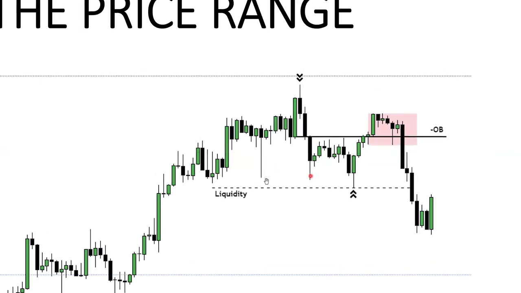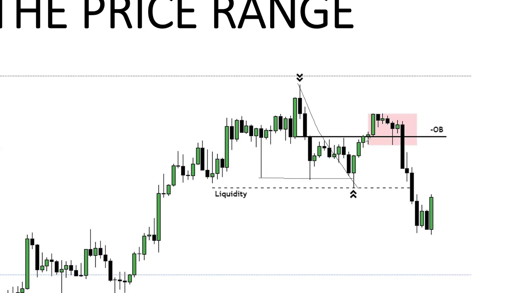If you look closely here, it took out liquidity here, and then reversed to what? Break structure here. Now, once it breaks structure, we expect that market should retrace into this range that was formed. If you look at it here, actually it came down here. Let me just clean it. It actually came down here and broke structure.